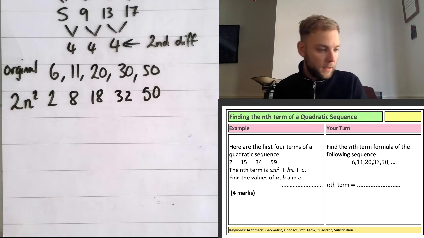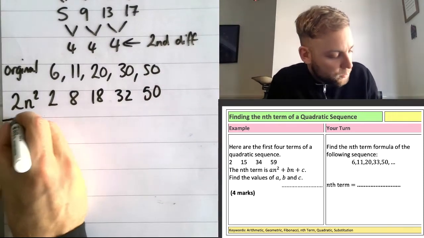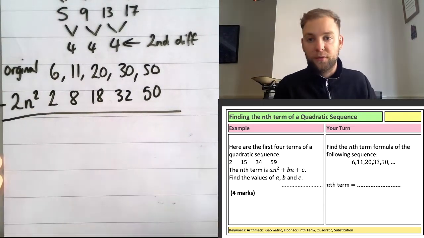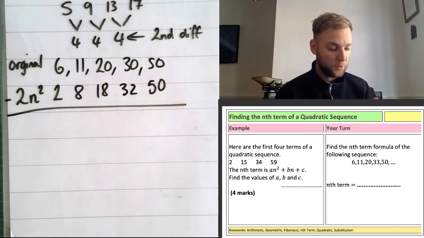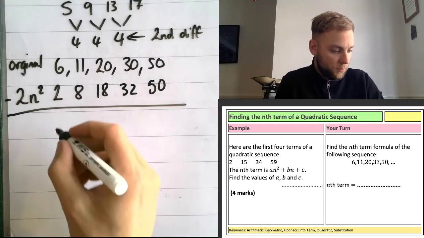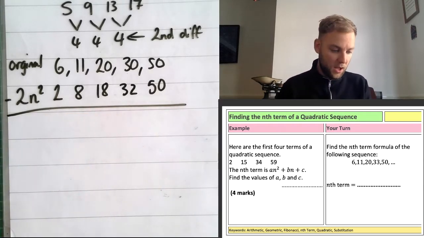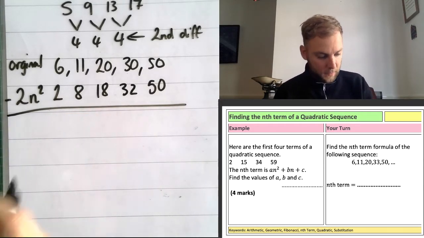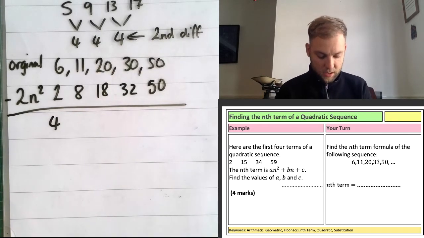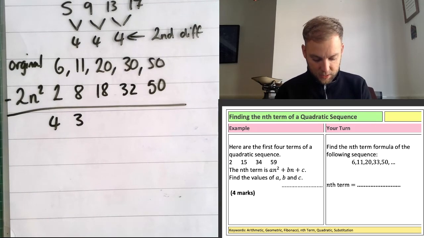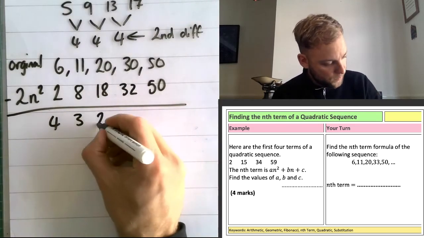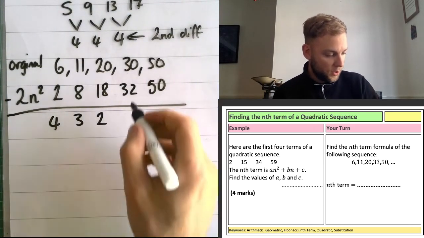Super. So I'm then subtracting my 2n squared from my original to find out what's left over. So 6 take away 2 is 4. 11 take away 8 is 3. 20 take away 18 is 2. 30 take away 32.